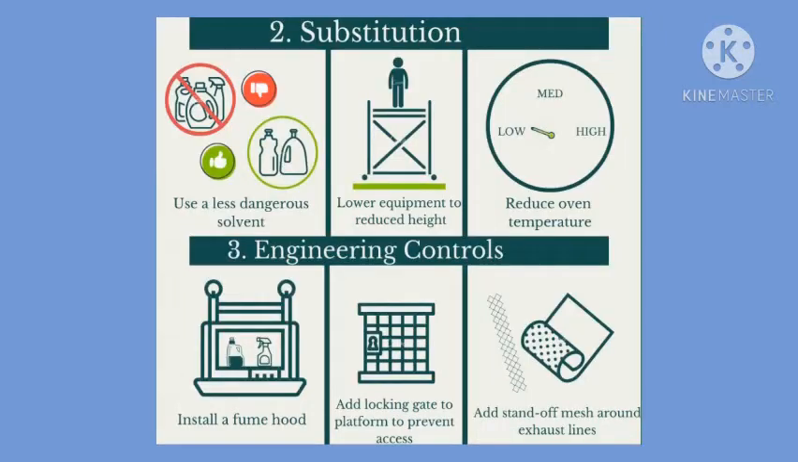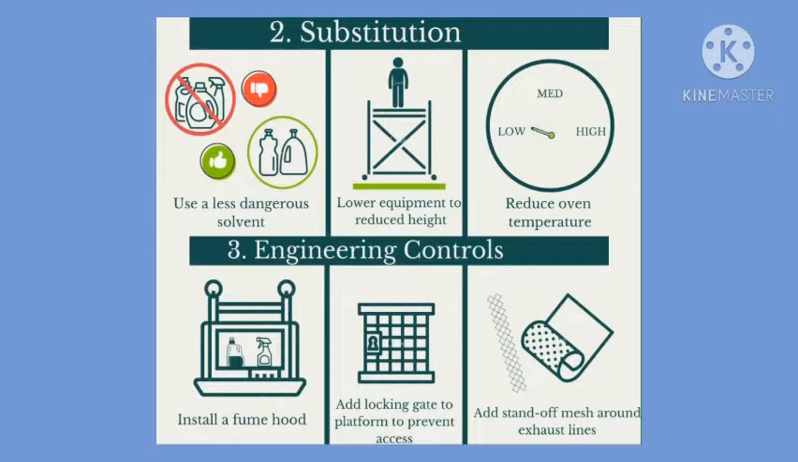Number 2, substitution. If it is not reasonably practicable to eliminate the hazard and associated risk, you should minimize the risk. For example, use a less dangerous solvent, lower equipment to reduce height, and reduce oven temperature.